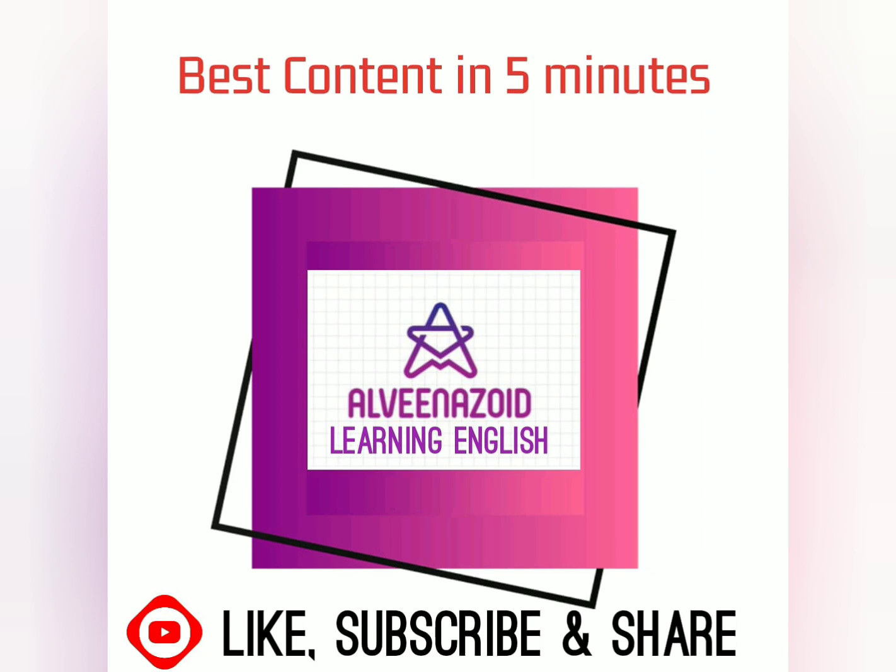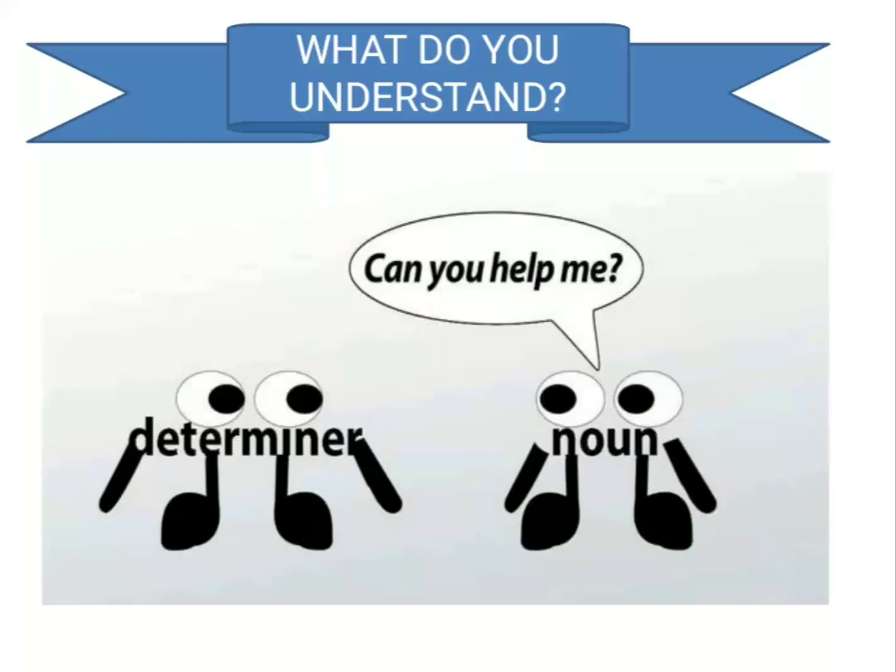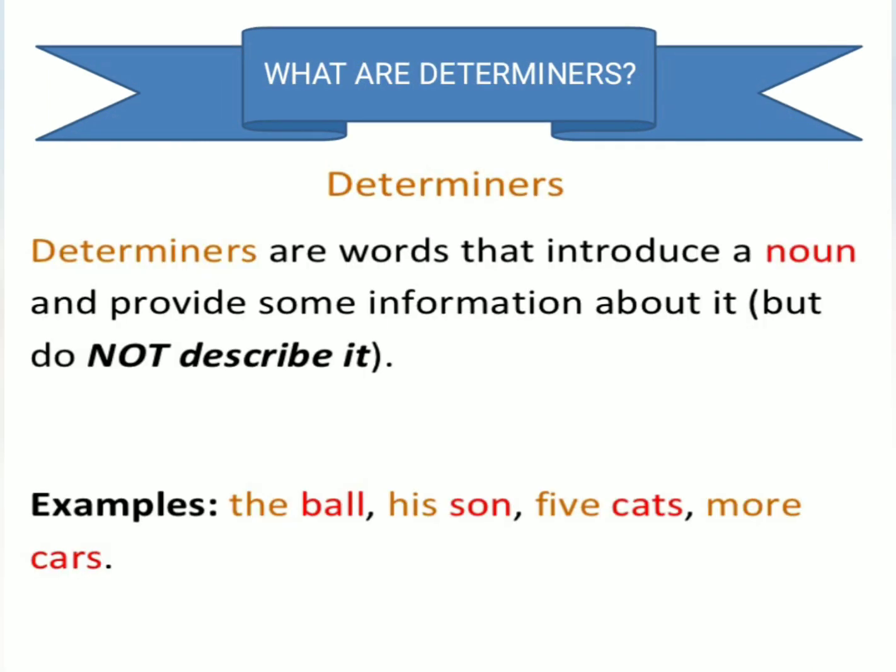Students, in this video we are going to learn something new about grammar. So let's see what that is. What do you see in this particular picture? What do you understand? You can see there is a noun and another one is a determiner. So you can see how it is saying, can you help me? And what is the answer of the determiner? Let's see. What is a determiner, or what are determiners?